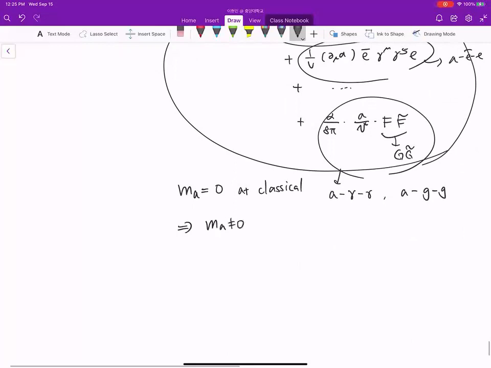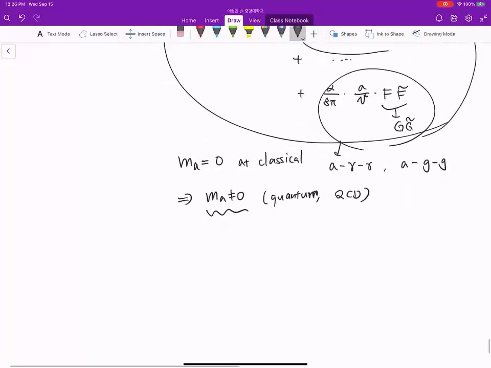That it becomes massive at the quantum level. Some QCD effect, so it receives a non-zero mass. This is a kind of Goldstone boson, but it's broken, when this U(1) symmetry is broken at the quantum level. Although this is massive, it's very light.